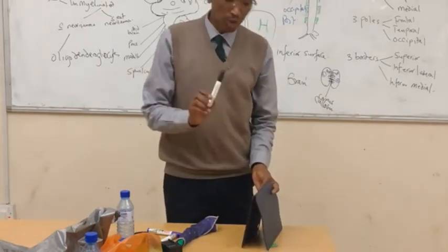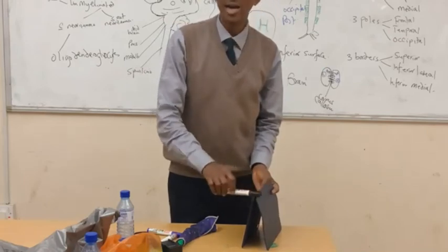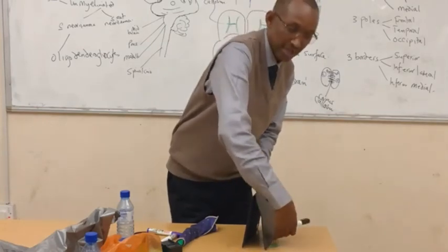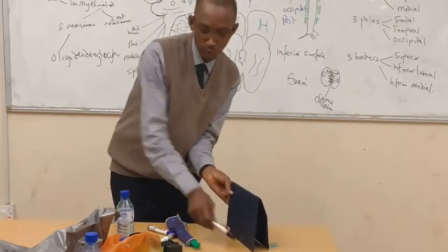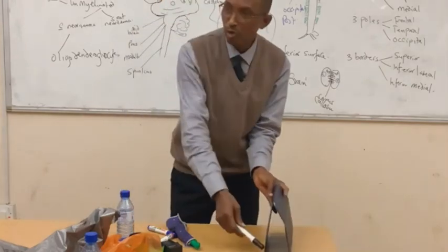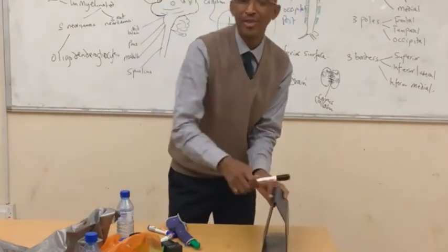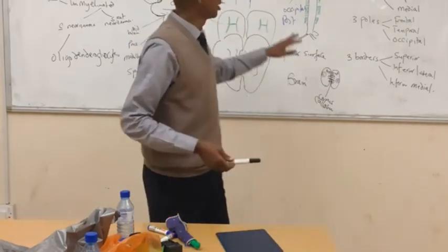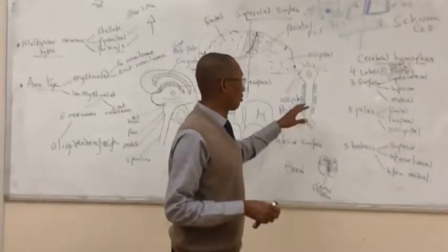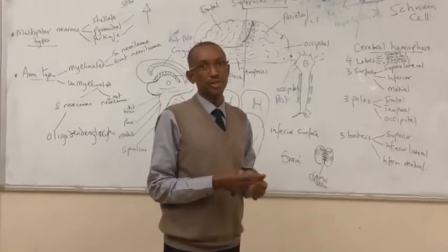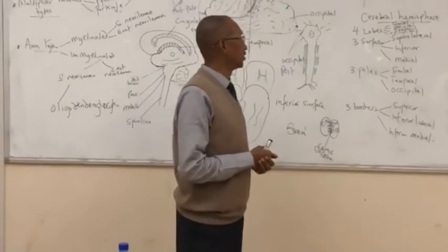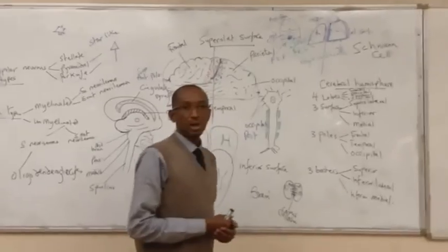Are you clear? So this border here is called the superior border. And this border here is called what? The inferior lateral border, because there's another one here. If I turn it this way, you will see this border here. So you have the inferior medial border, you have the inferior lateral border, and then you have the superior border. So we have three borders. But in some textbooks, they may tell you that there are about four borders, and that one is with regard to the orbital and the tentorial surface of the cerebral hemispheres.